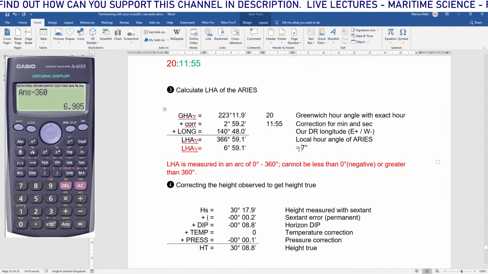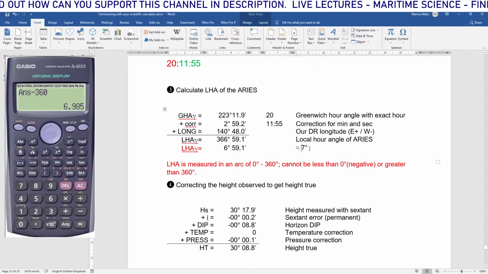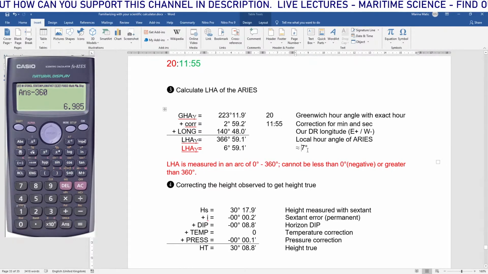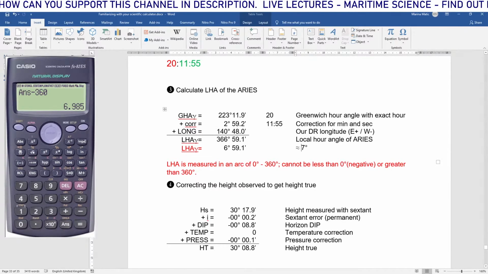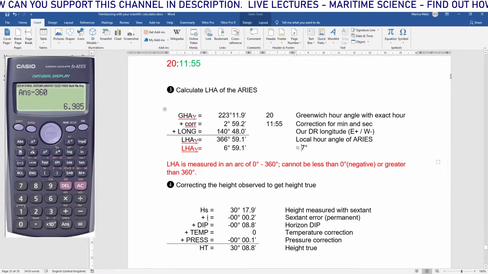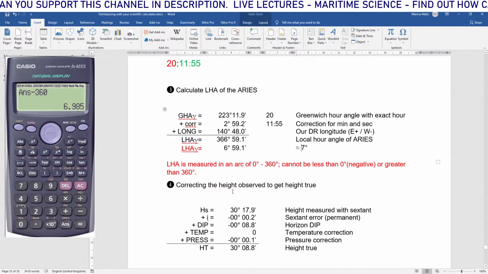So we approximate that to the full round number. So local hour angle of RES is actually 7 degrees. That's rounded. And now after that, we need to correct the height observed to get the height true.